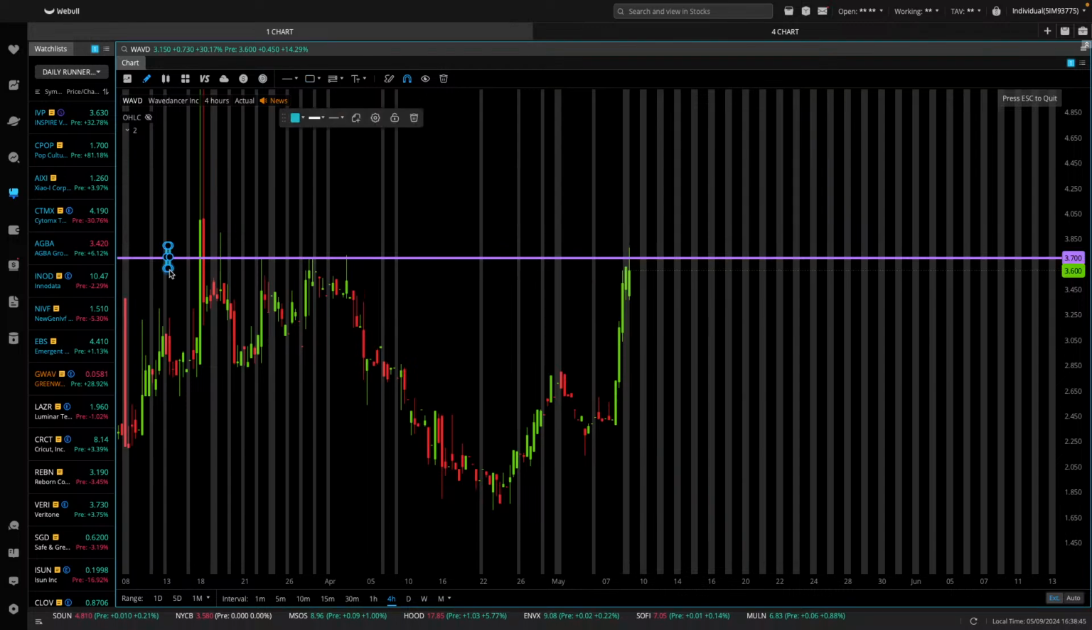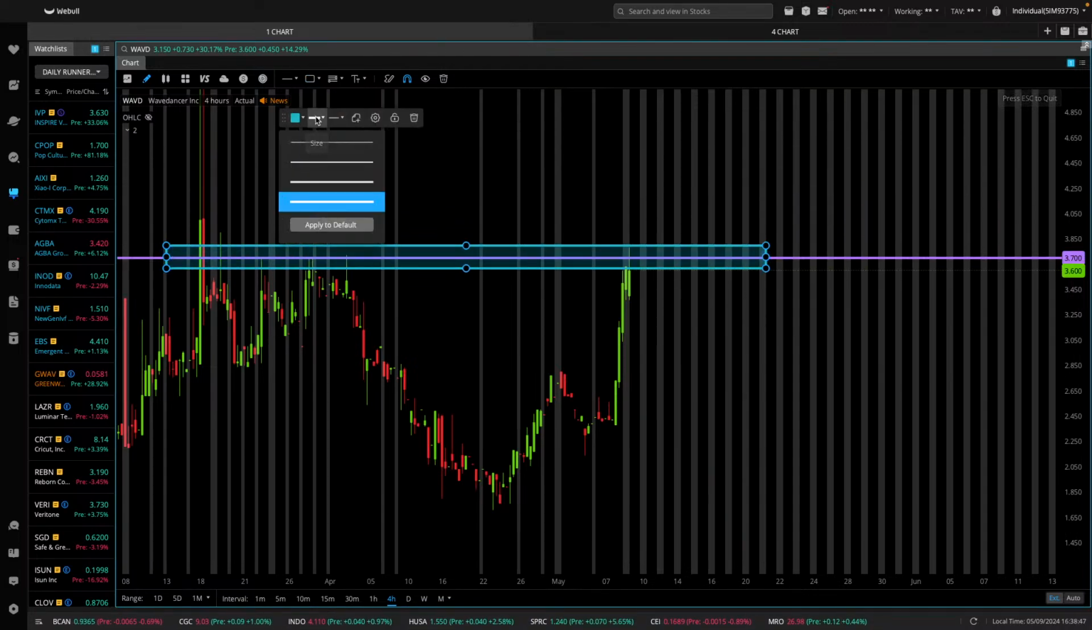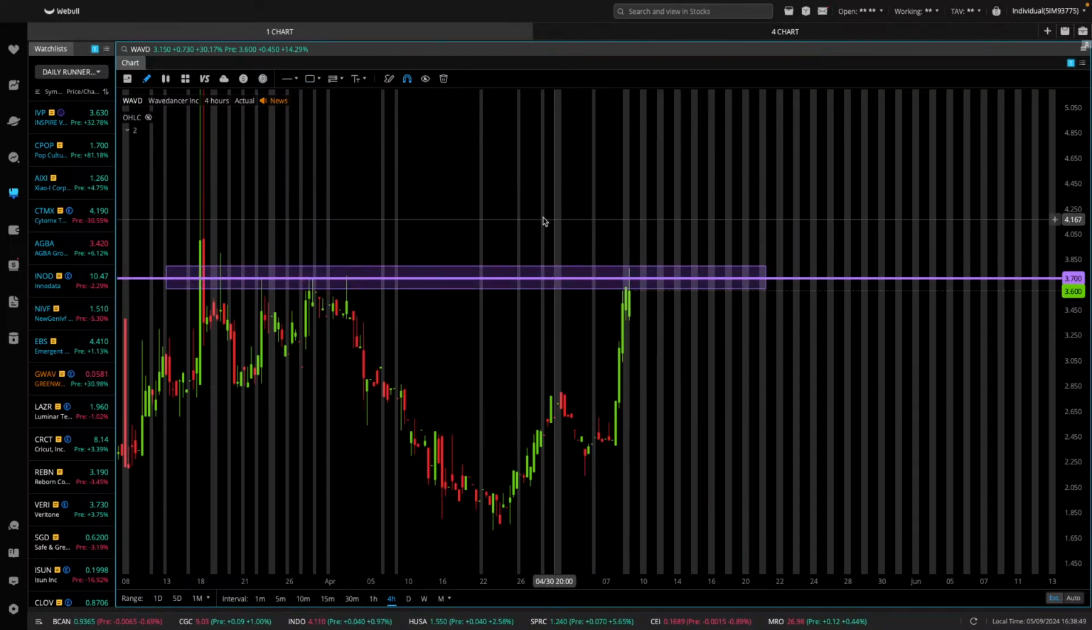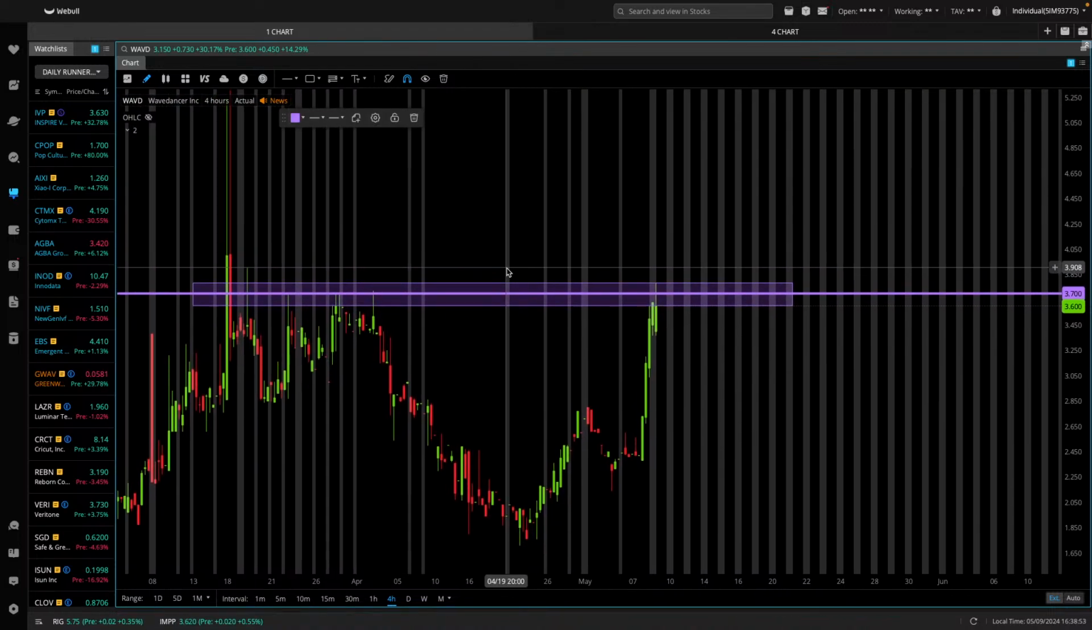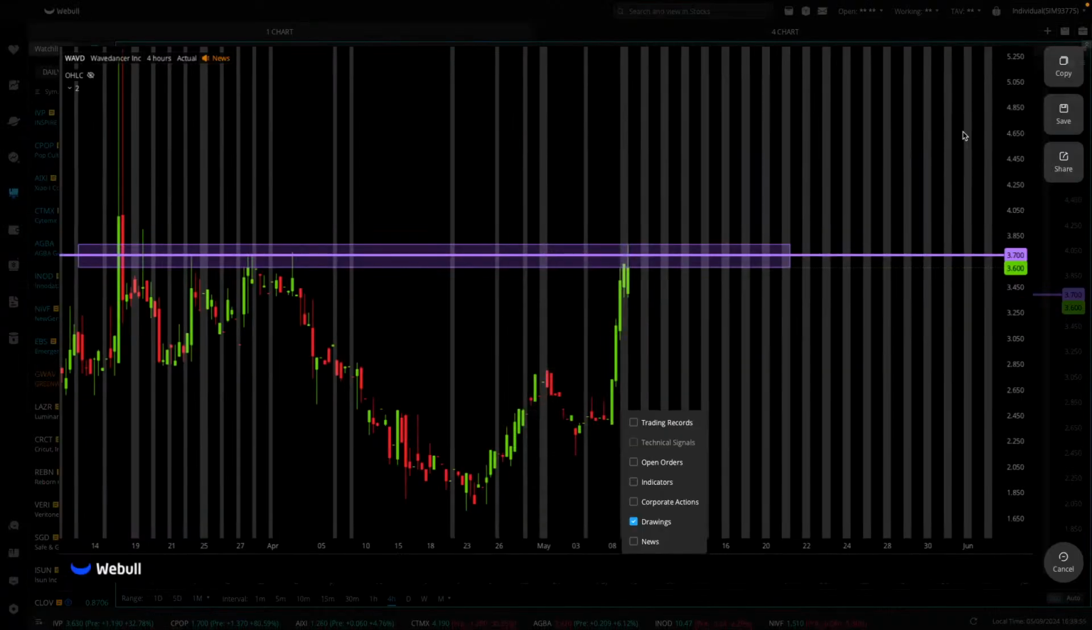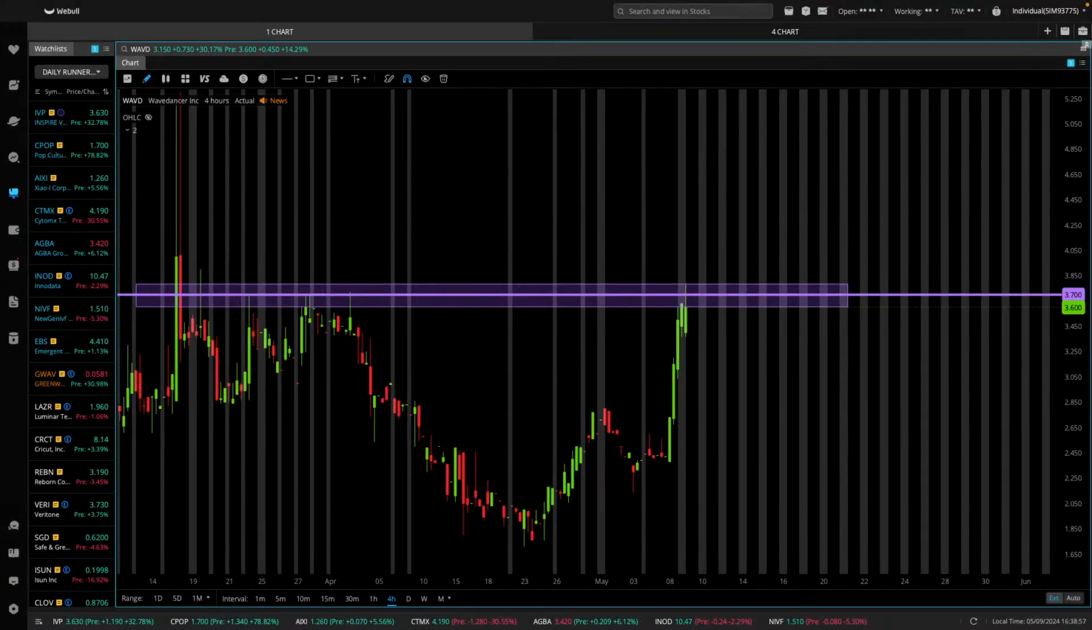If we're trying to consider anything or any entries on this, we simply need to wait for a candle to close above 370, because then we know that there is a higher probability that the stock will continue to go up. So Waved, wait for the 370 break above.